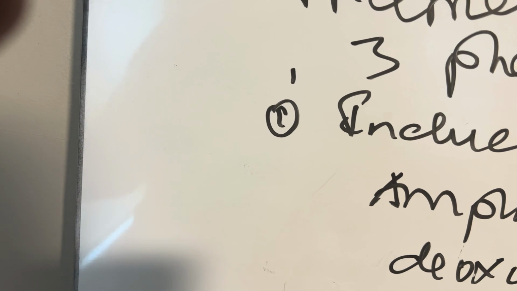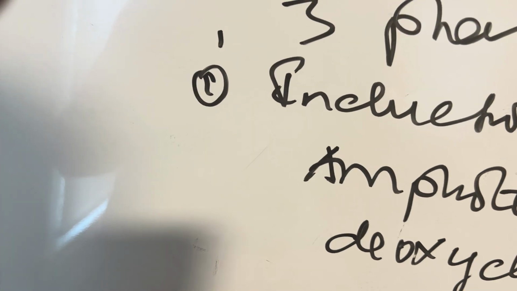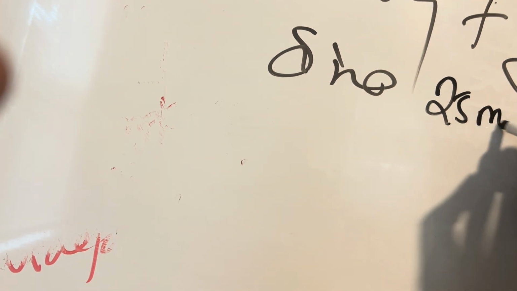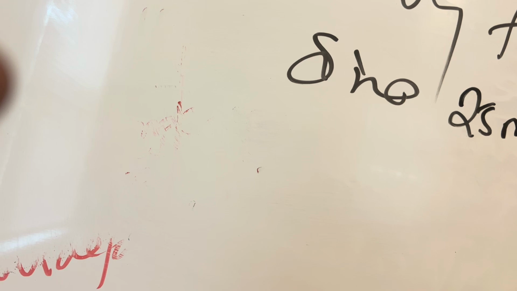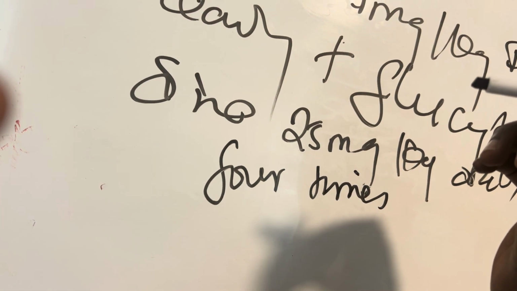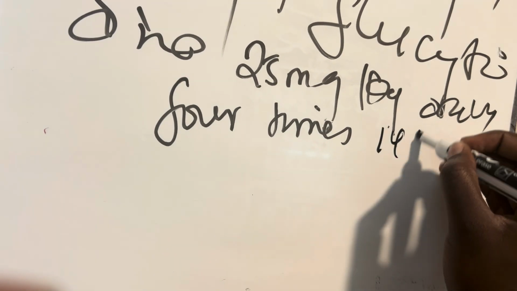And then plus C for cytosine, plus cytosine, 13.5 milligram per kg orally, four times daily for 2 weeks, that is 14 days.